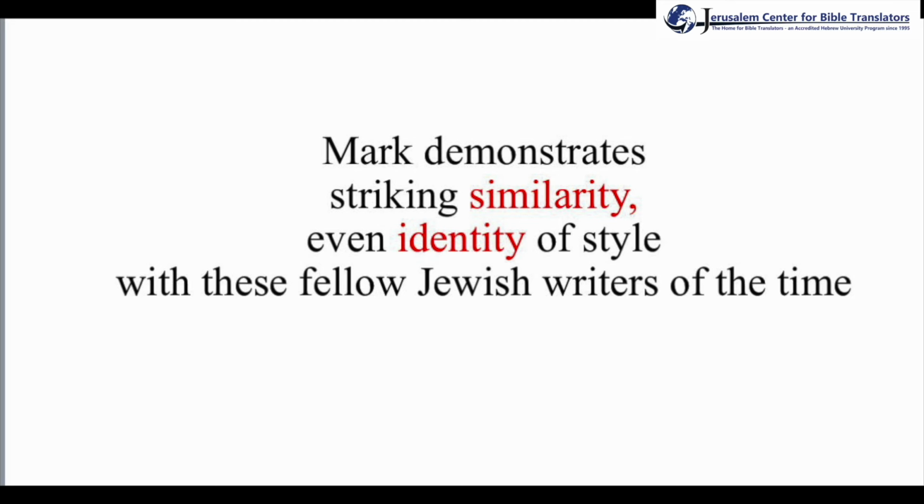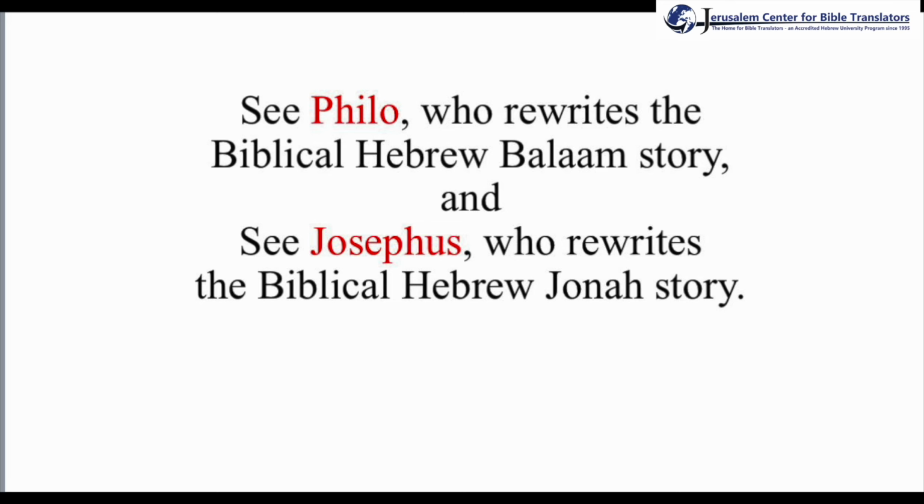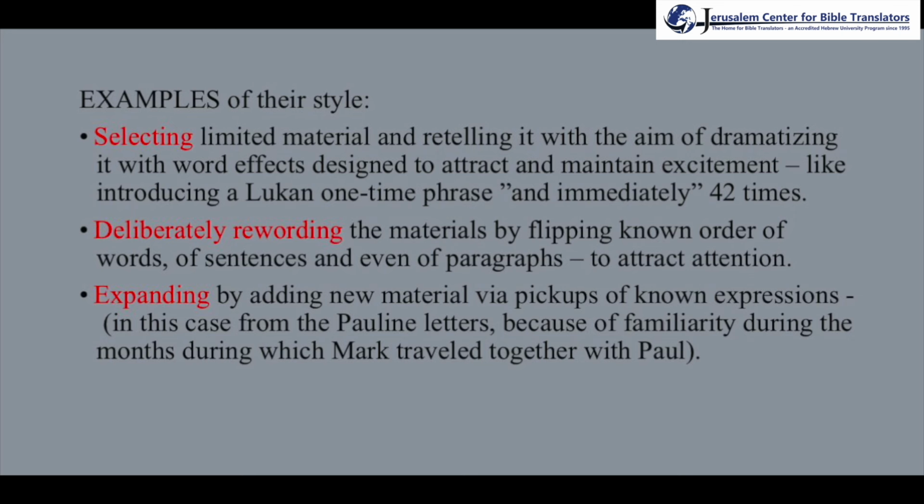So we just consider Philo, who rewrites the biblical Hebrew Balaam story, and Josephus, who rewrites the biblical Hebrew Jonah story. And what was typical of their style? They selected a limited amount of material and retold it with the aim of dramatizing it, with word effects designed to attract and maintain excitement. As we already talked about, Luke uses the word "and" immediately 1 time, but Mark uses it 42 times. He speeds up, he's excited.